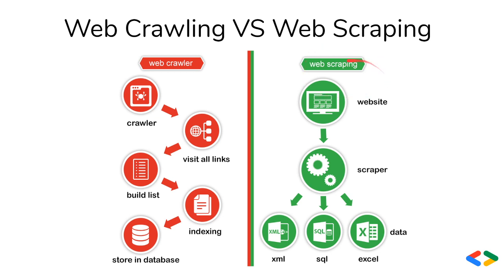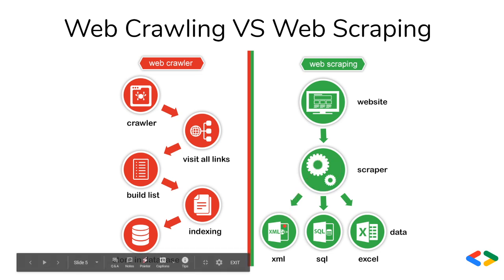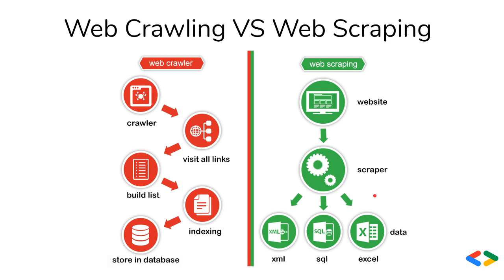So first let's talk about what web scraping is. As we talked about, in web scraping you'll have a website in which you will go and try to extract particular pieces of information from the website, and you will store it in a particular format, maybe in an XML document, Excel sheet or SQL database. So what you're doing here is trying to get very particular pieces of information from the website. You're going to target a particular piece of information.